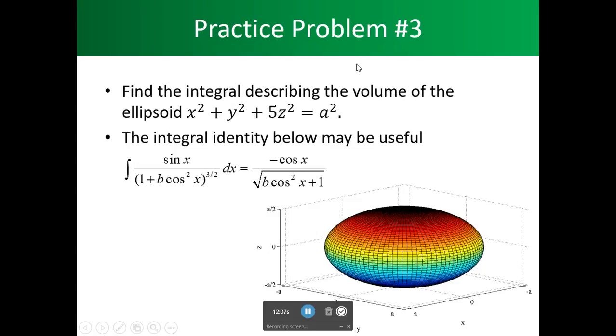Practice problem 3. Find the integral describing the volume of the ellipsoid, x squared plus y squared plus 5z squared equals a squared. The integral identified below may be used.